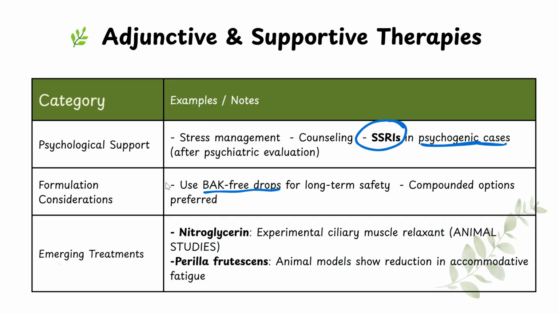A lot of other treatments are right now emerging. However, they are at the animal studies level. One is nitroglycerin and another one which is plant-based is Perilla frutescens.